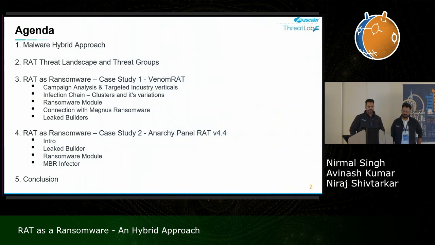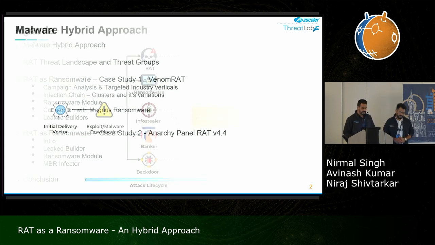So here is the agenda. First we will be discussing the hybrid approach that malwares are following. Along with that, we will also be discussing some of the top RATs that we have seen in Zscaler, along with the different threat groups that we have seen using those RATs specifically. Then we will deep dive into a few case studies of the RAT families that we have seen, where they are using malware ransomware modules specifically. And then we will conclude the session.